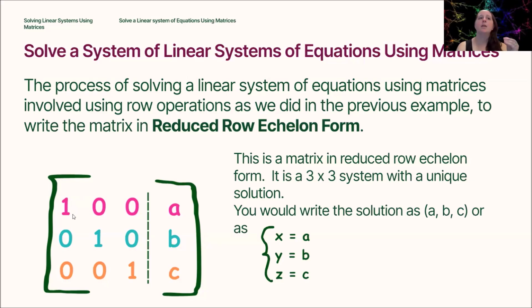So in this case, 1, 0, 0, A; 0, 1, 0, B; 0, 0, 1, C. I'd write my solution as A, B, C, whatever those values are, or I could write it as X equals A, Y equals B, Z equals C.